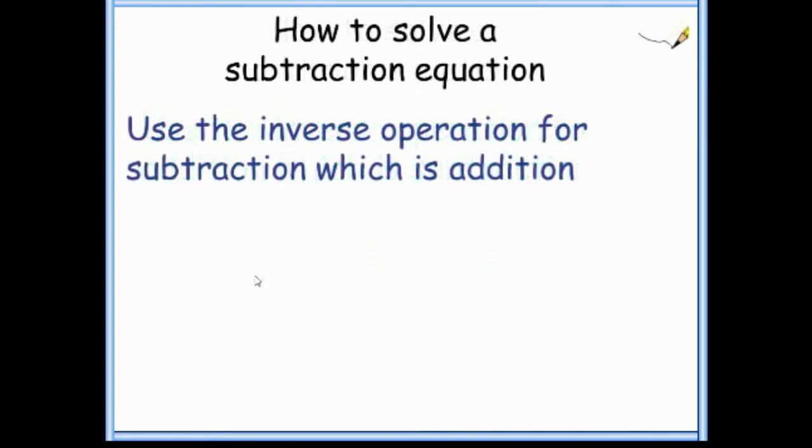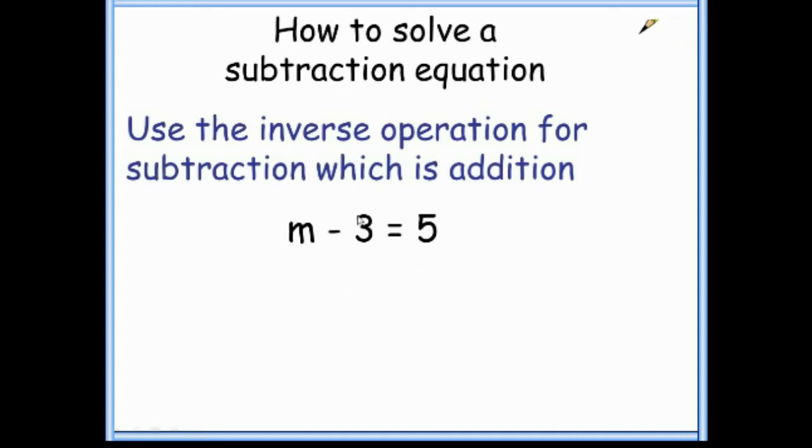Second type of equation is subtraction equation. We're gonna use the inverse operation for subtraction, which is addition. So this is an example of a subtraction equation. m minus 3 equals 5. I need to know m equals what?